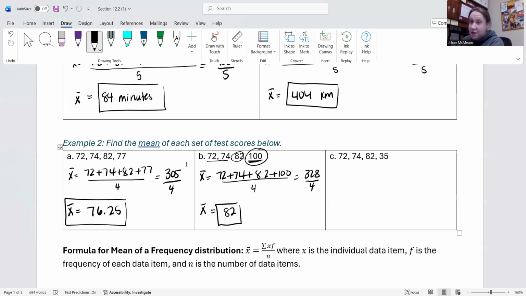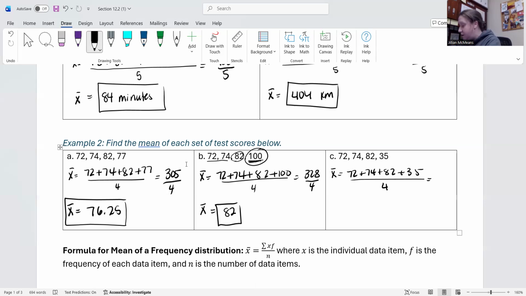Okay, now let's see what happens in the reverse. If we have a test score that's lower than everything else, let's see what that does to the mean. So for part C, we have the first 3 test scores are the same, 72, 74, 82, but the 4th test score is way, way lower. So we get 72 plus 74 plus 82 plus 35. We want to divide everything by 4.